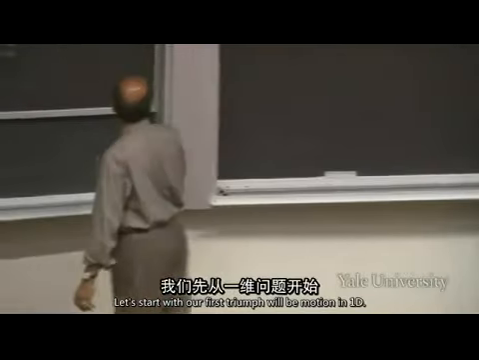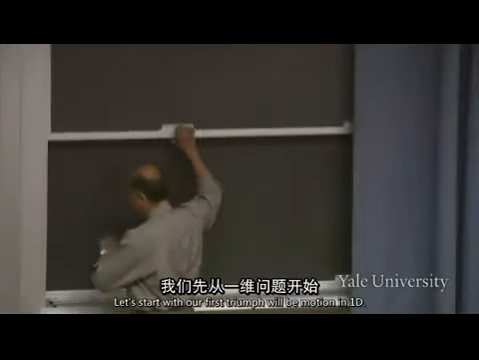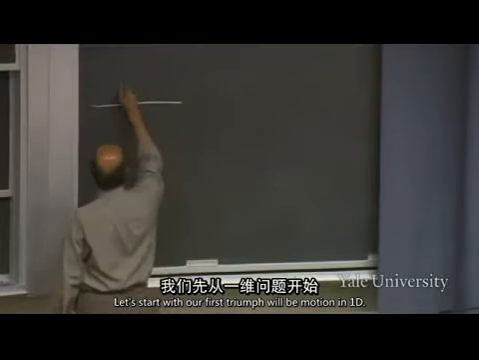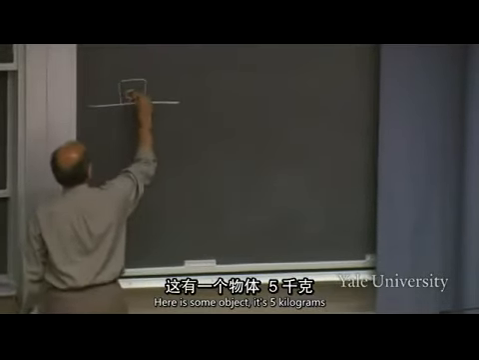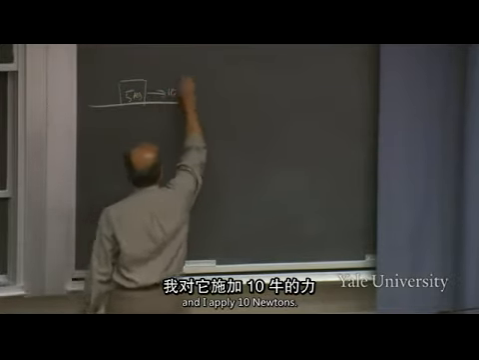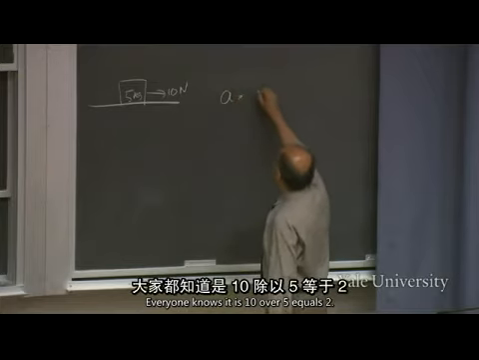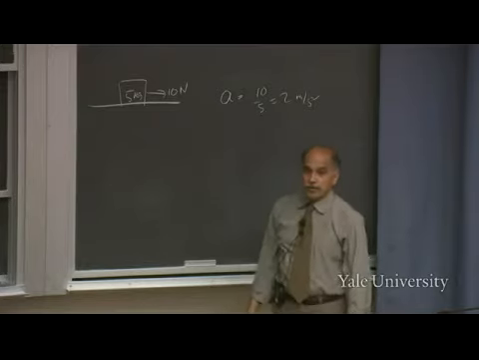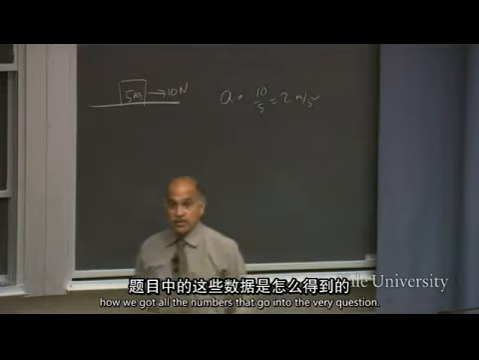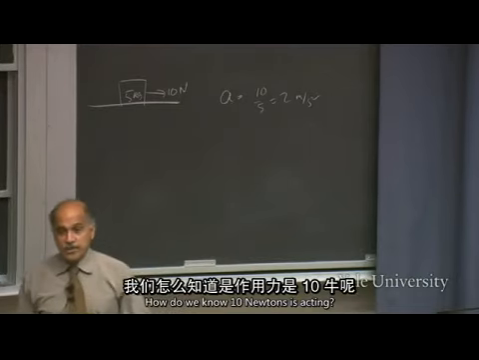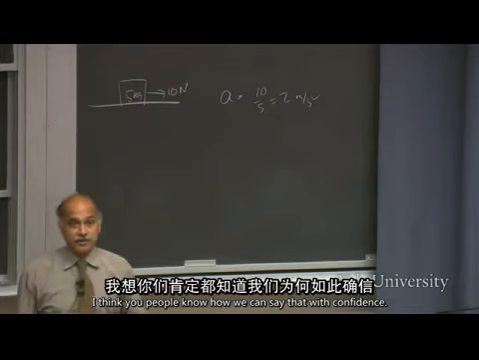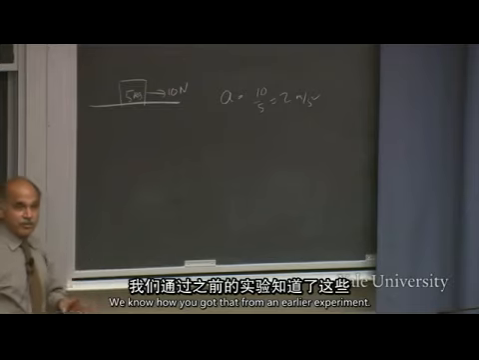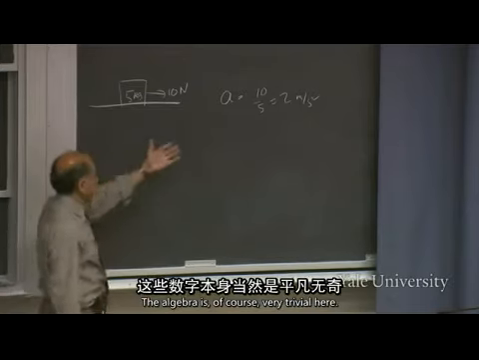Okay, so let's start with our first triumph, which will be motion in 1D. Here is some object. It's 5 kilograms, and I applied 10 newtons. And someone says, what is the acceleration? And everyone knows it is 10 over 5 equals 2. But now we know how you got all the numbers that go into the very question. How do we know 10 newtons is acting? Now I think you people know how we can say that with confidence. How do we know the mass of this is 5 kilograms? You know how you got that from an earlier experiment. So now we know how the numbers come in. The algebra is, of course, very trivial here.